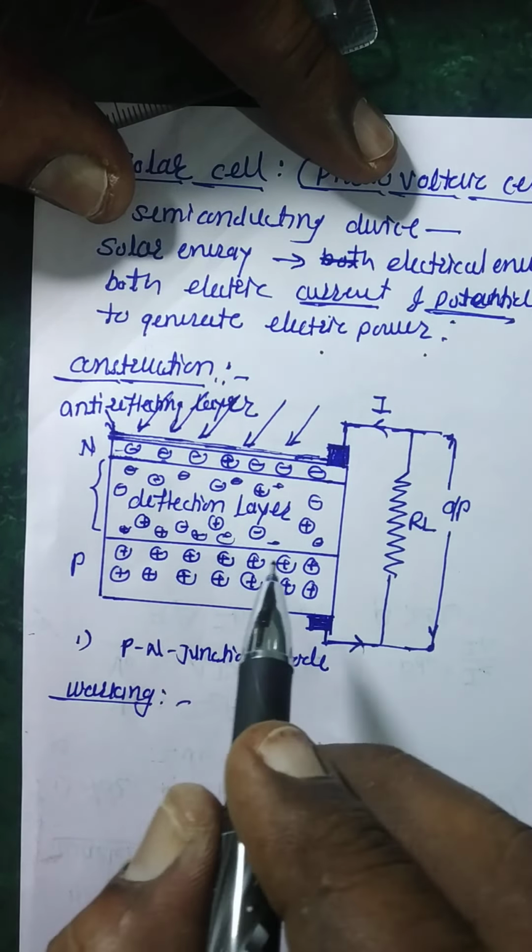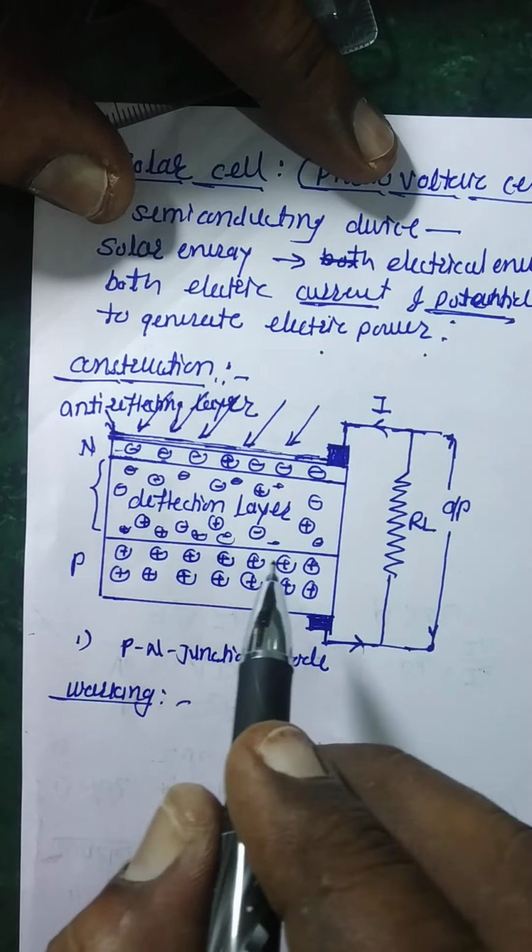When this diode is connected across a load resistance, these majority charge carriers flow through the load resistance connected across the solar cell and produce current. Thus the diode acts as a voltage cell.